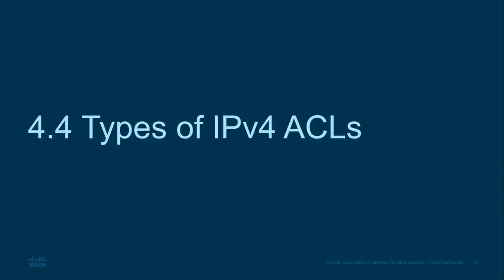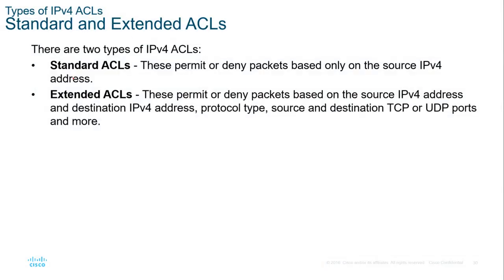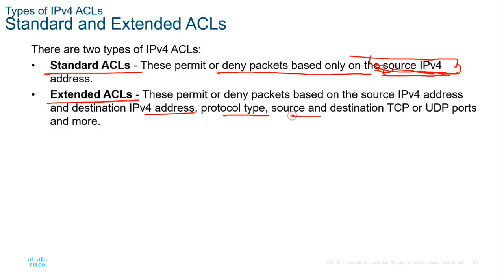Types of IPv4 access control lists: we said there are two, the standard access control list and then the extended access control list. With standard, it permits and denies packets based on the source IP address. Only the source IP address is what is stated in those entries. But when it comes to extended, we can use source and destination IP addresses, or we can use the protocol type with source and destination TCP or UDP port numbers.